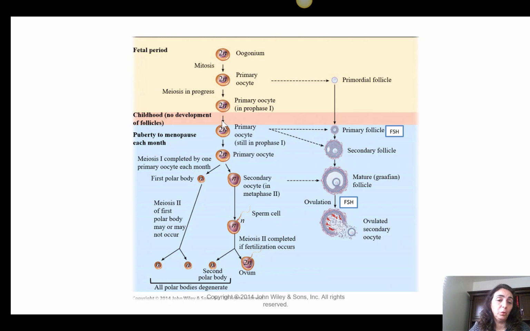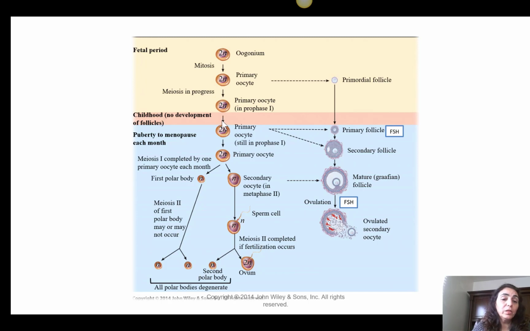But whenever puberty happens, due to the effect of some hormones, these dormant primary oocytes wake up and continue the first meiosis. It is like a sleeping beauty, right? It wakes up and then continues and finishes the first meiosis. From prophase 1 it goes to metaphase 1, anaphase 1, telophase 1. Then the first meiosis is finished.